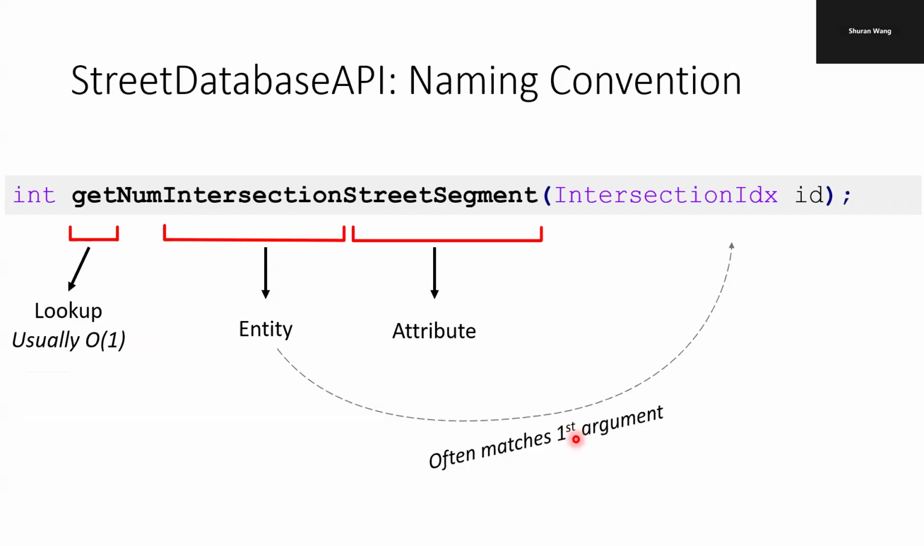In general, the streets database API naming convention is that a lookup, which is usually O(1), starts with a get. The first word is the entity that we are looking at. So in this case, given an intersection ID, we are looking for something related to intersection. And in this case, it's the number of street segments connected to this intersection.